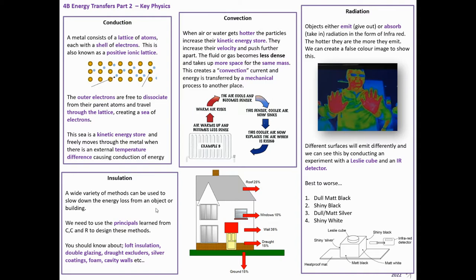Insulation, you should know about a wide variety of methods to slow down the loss of energy. And really, it's all about CC&R. So conduction, convection, radiation. You're trying to stop all three happening or reduce all three happening. So you need to know about loft insulation, double glazing, draft excluders. They're the little bits that go into your doors. Silver coatings, foam, cavity walls, all the rest of it.